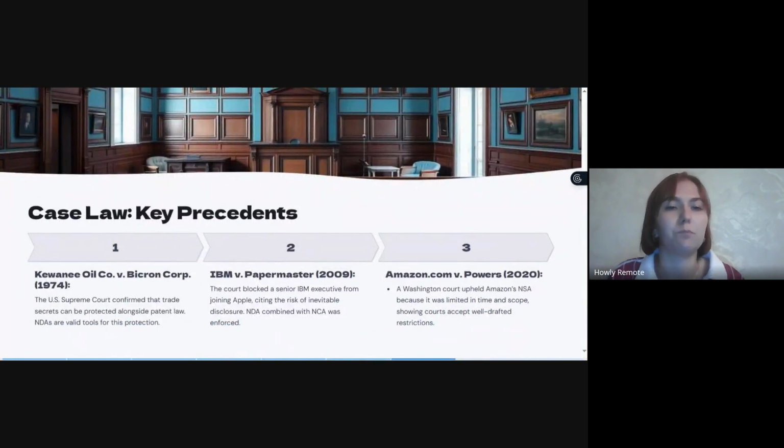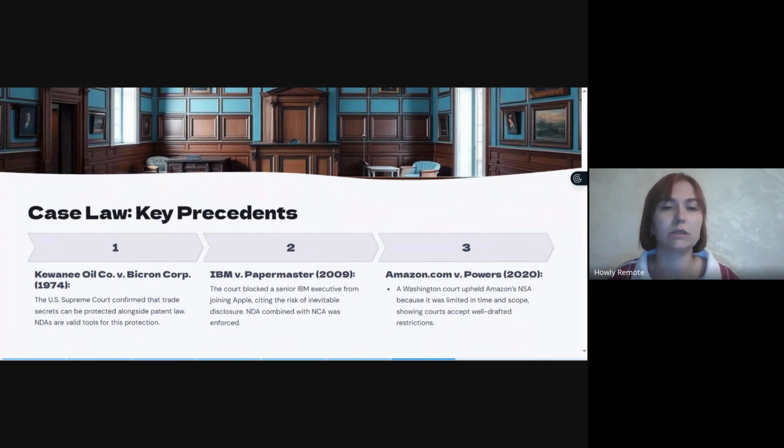Here are some important examples. Let's take a closer look at 3 important court cases that help us to understand how NDAs and related agreements work in practice. Each case shows different aspects of protecting confidential information and trade secrets. The first one, Kewanee Oil versus Bicron Corporation. In this case, the Supreme Court confirmed that trade secrets can be protected alongside patents.